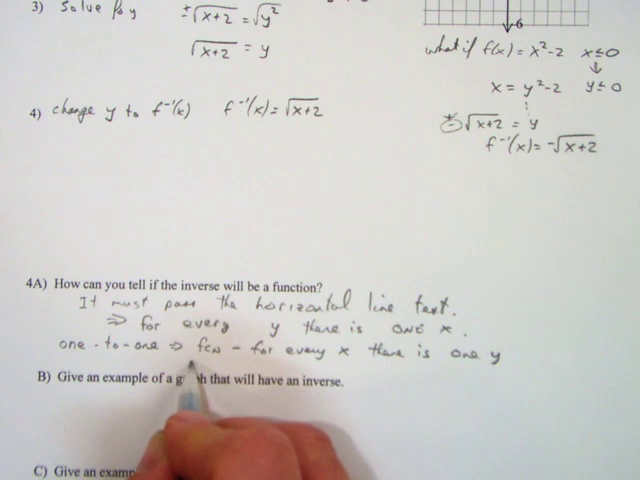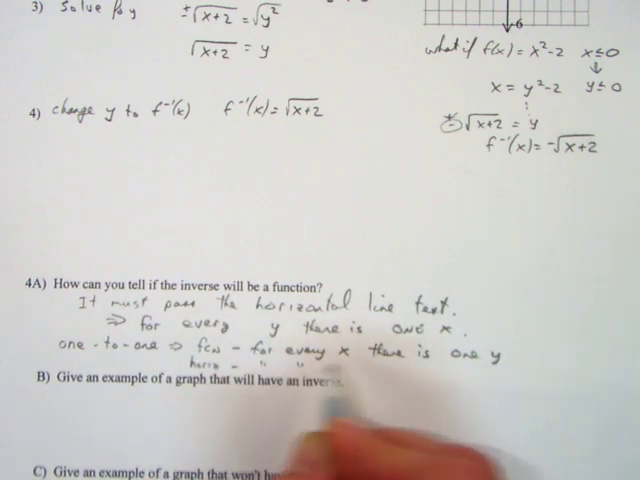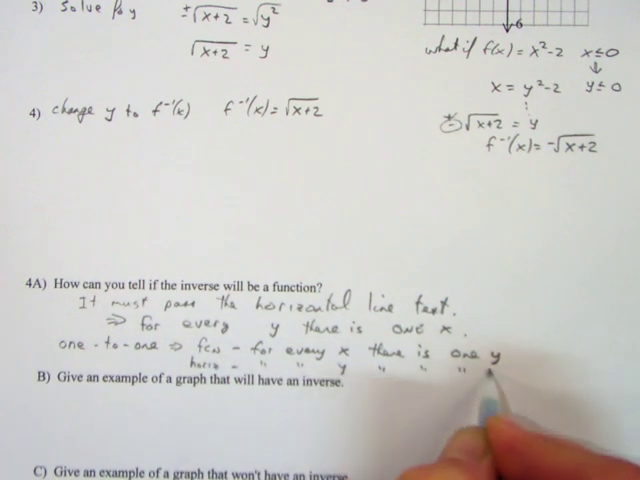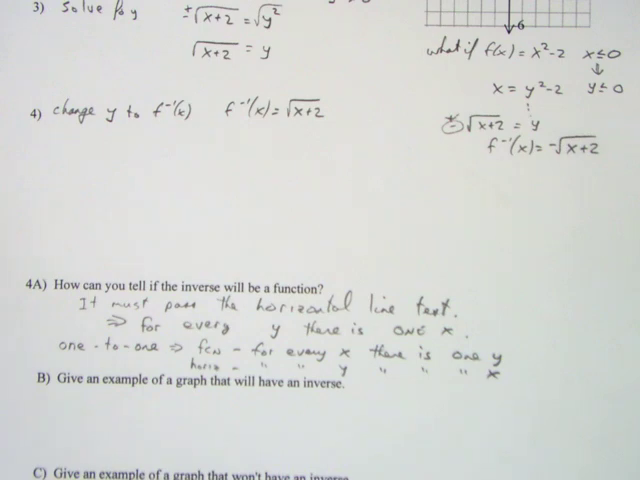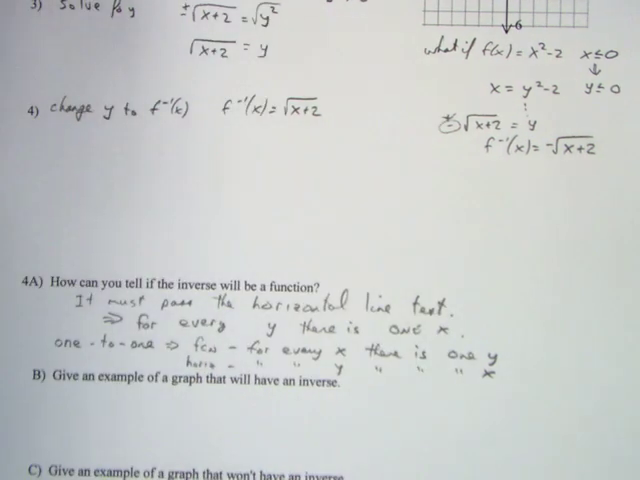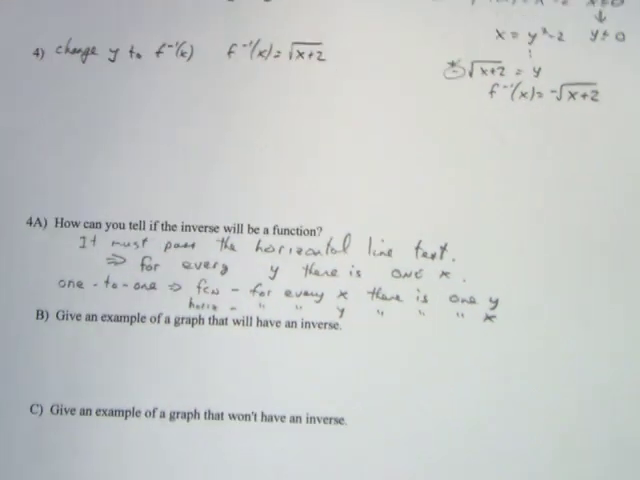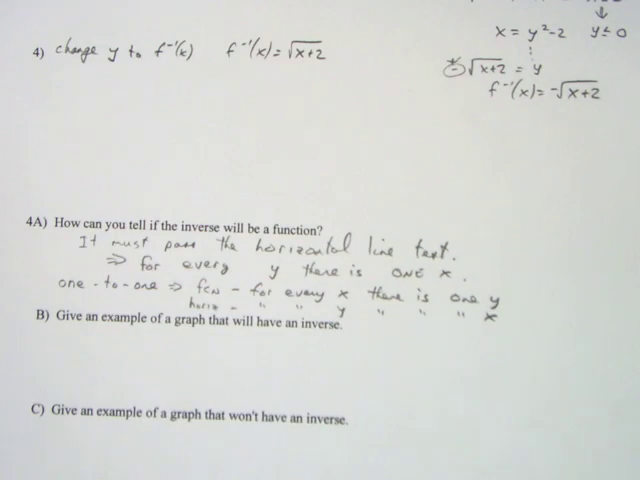And also the inverse is going to be a function if the original passes the horizontal line test, and that's for every y, there is one x. That's why it's called 1 to 1. So in order to tell if the inverse is going to be a function, the original needs to pass the horizontal line test or it needs to be 1 to 1. Now the function itself will be a function. For every x there's going to be one y. You just need to make sure that for every y there's one x.